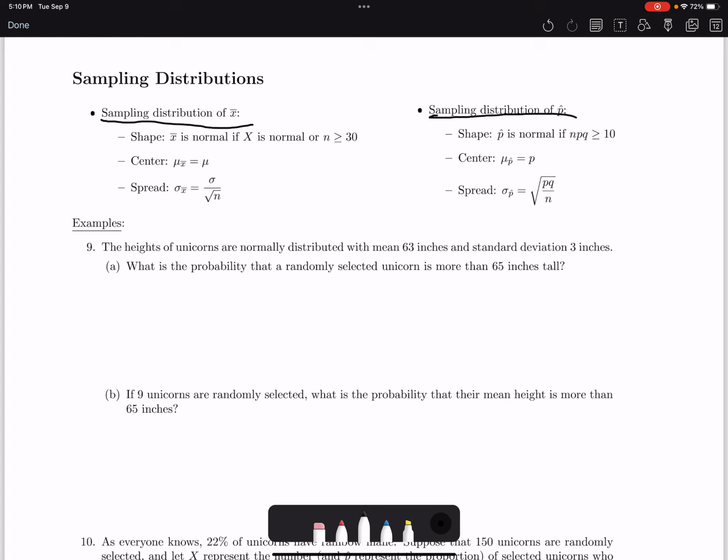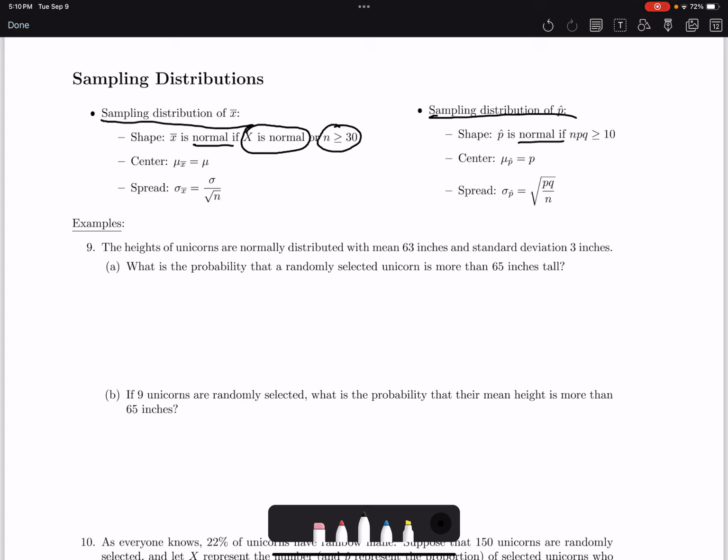What's incredible is that both x bar and p hat are normally distributed. They both have a bell-shaped distribution as long as certain conditions are met. In the case of x bar, it will be normal as long as the population you're drawing from is normal, or you have a large sample size. As long as one of those conditions is met, then we can conclude that x bar is normal.